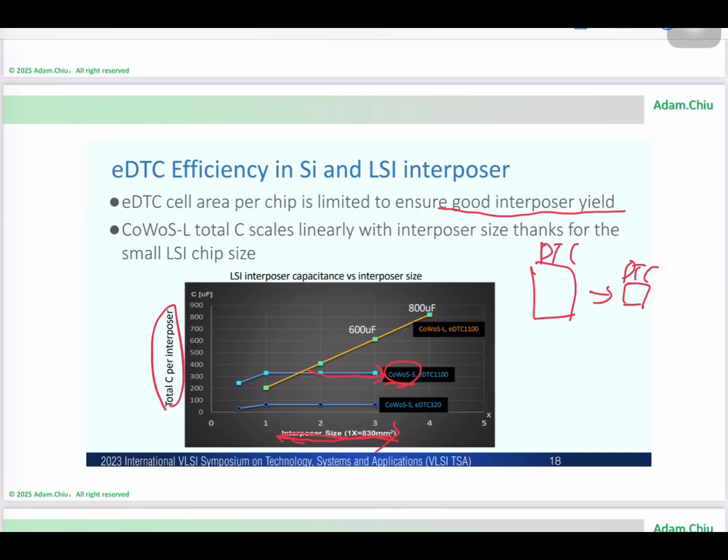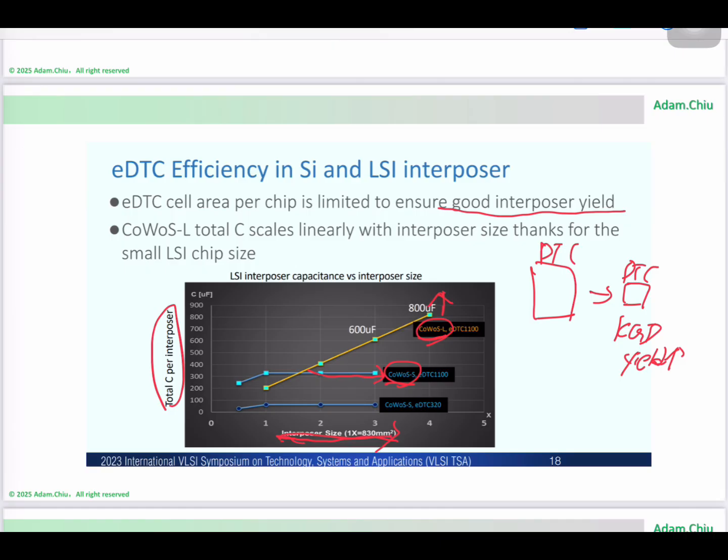The only solution is to break down this DTC die into smaller pieces, make it smaller, and then stitch it back into my bottom layer, because smaller dies have better yield. Every single die is a known good die, a tested known good die, so its yield can be improved. Therefore, the capacitance of CoWoS-L will continue to increase.